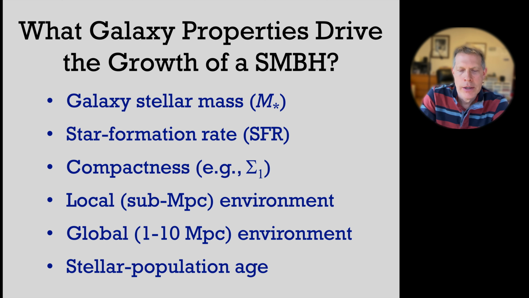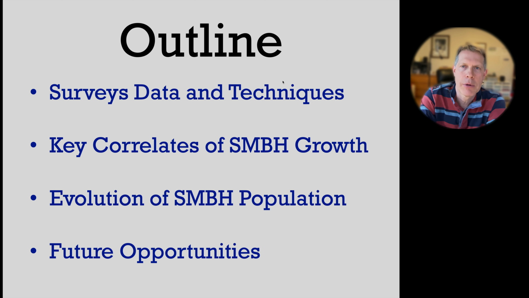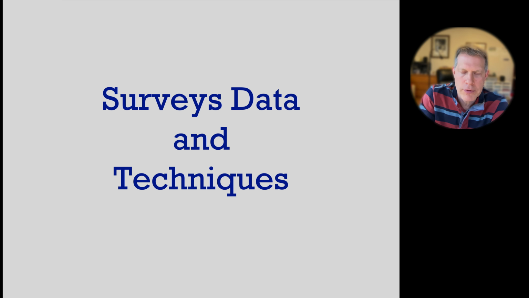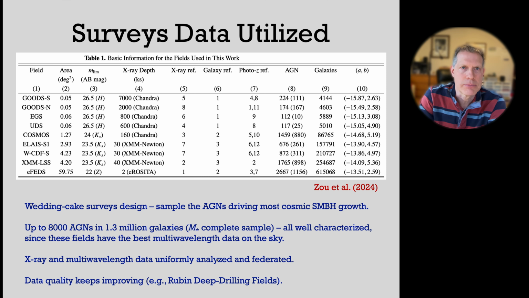There's a fair amount of scatter, and so one needs large samples to average out noise effects in the data. So as an outline for what I'm going to talk about today then, given the importance of data, as I've just mentioned, I'll talk a fair amount at the start about survey data and techniques. I will then move on to talk about the key correlates of supermassive black hole growth. I'll then talk briefly about the evolution of the supermassive black hole population, and I'll end with some future opportunities. First, let's start with the survey data and techniques.